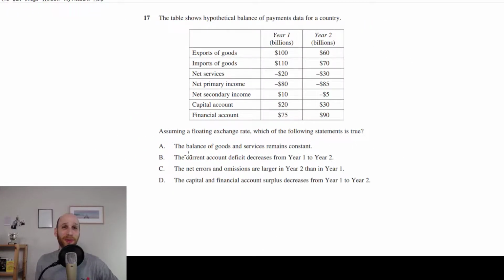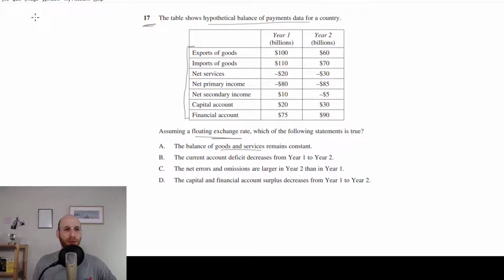Okay, question 17, and we are deep in the calculation questions. So the table shows hypothetical balance of payments data for a country. Okay, great. We've seen this before. It's familiar. So assuming a floating exchange rate, fine. Which of the following statements is true? So A, the balance of goods and services remains constant.